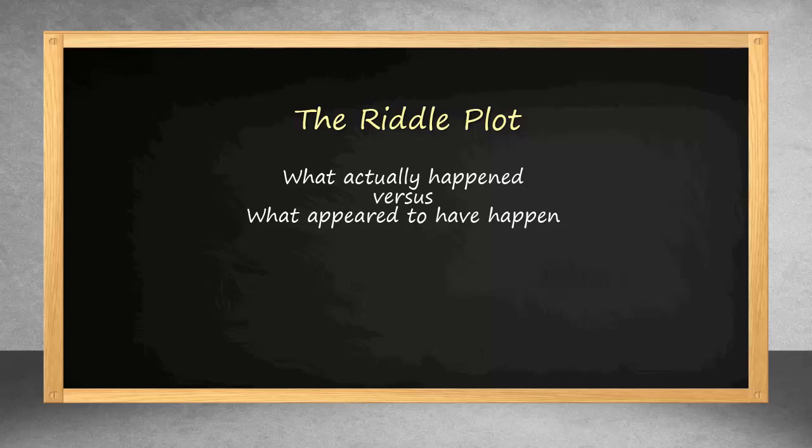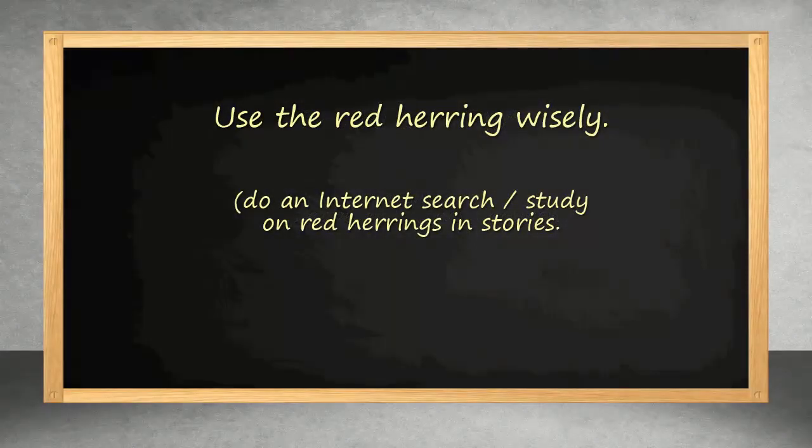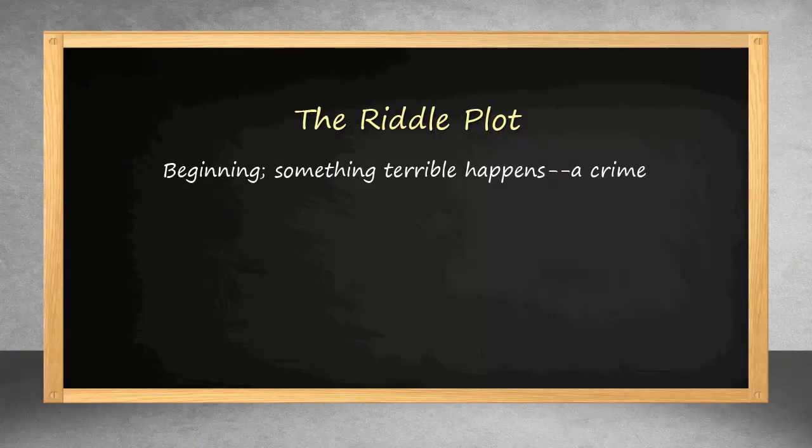And this red herring has to be handled skillfully because you don't want the reader to be angry because you've misled them. So if you use a red herring, be sure and leave some clear clues so that at the end of the story, the reader could look back and say, oh, I should have seen that. I should have seen that coming. So the first dramatic stage of the riddle plot is that something happens.